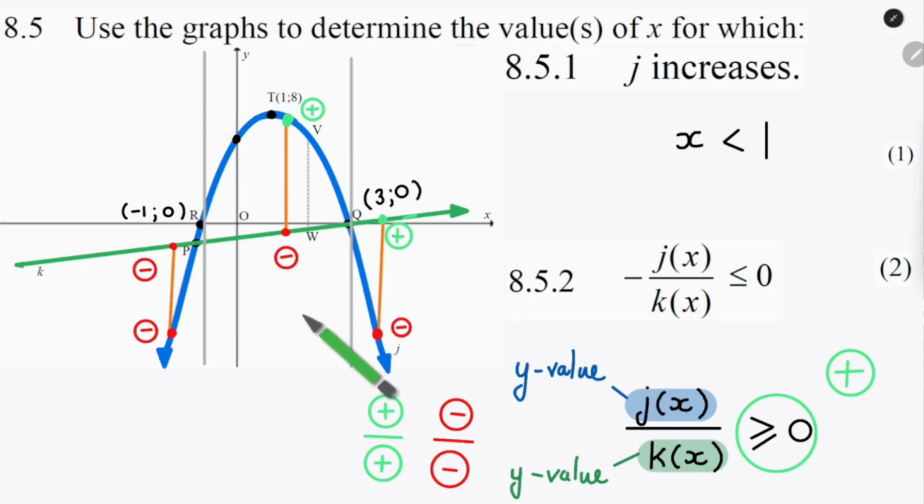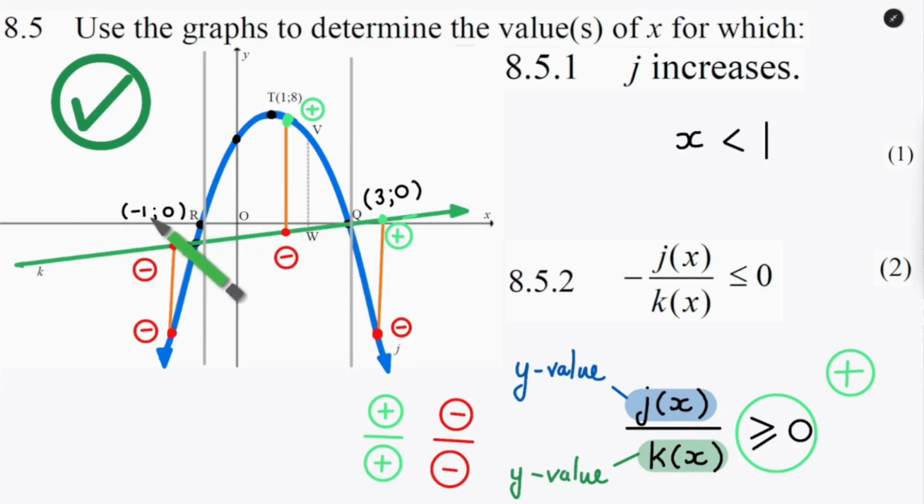And now I can analyze. You see there I have a negative y value, and there I have a negative y value. So I've got a negative divided by a negative. So it's actually working in this region here. So it's working whenever x is smaller than negative 1. Okay, over here in the middle, I have a positive y value. You can see that it's a positive y value because it's above the x-axis, being divided by a negative y value. So that's not working. It's not giving me one of the two cases I want.